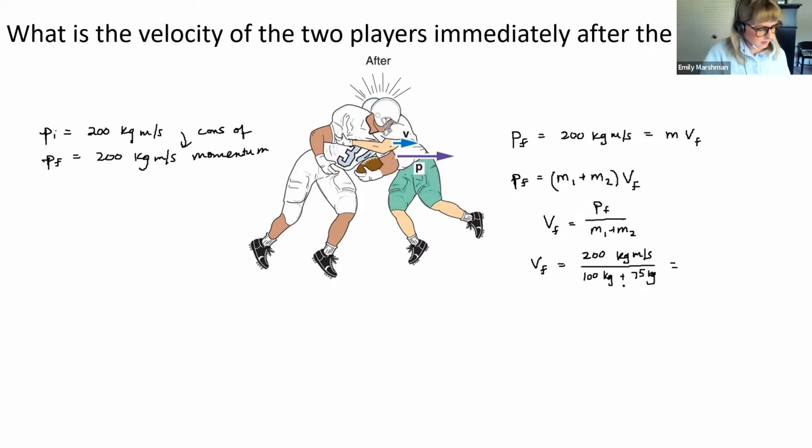If I plug that in, the final velocity is 1.1 meters per second. It's a positive value. That means their final velocity is to the right. Does that make sense physically? Let's go back and look at the problem.